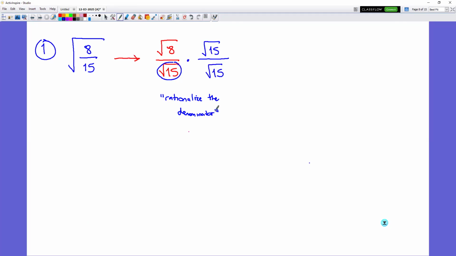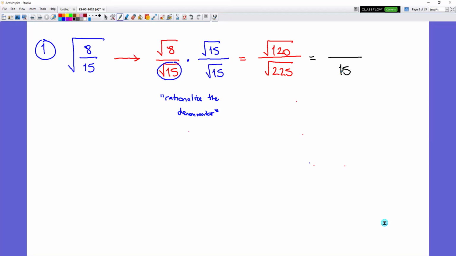Now, we're going to multiply the radical 15 over radical 15 to both top and bottom, using our multiplication rules from previous videos. We have the square root of 8 times the square root of 15, which is the square root of 120, because 8 times 15 is 120. And then the square root of 15 times the square root of 15 is the square root of 225. 15 times 15 is 225, but you should realize that the square root of 225 is simply going to be 15.